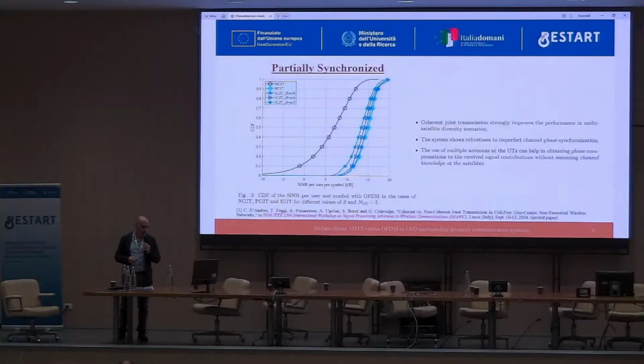In this other plot, instead, we consider the case where we have partial synchronization. The blue line is the case where we don't have any synchronization at all. The rightmost curve is for the case where we have perfect synchronization, and the other lines in between are for the case where we have a limited amount of residual alignment error. For instance, beta equal to pi over 3 means that the phase error is between minus beta over 2 and plus beta over 2. So the phases are not aligned, but the misalignment has a magnitude that is uniform inside this range between minus beta over 2 and plus beta over 2.